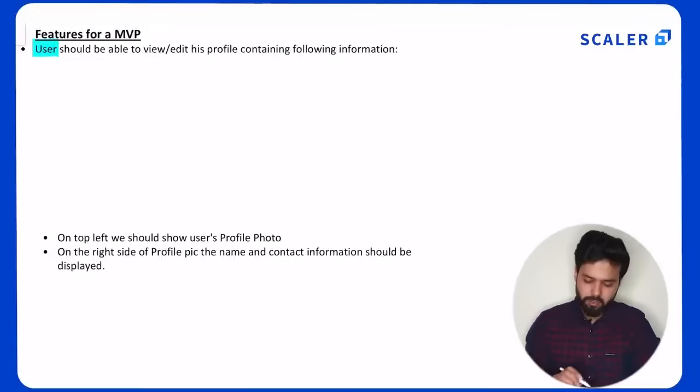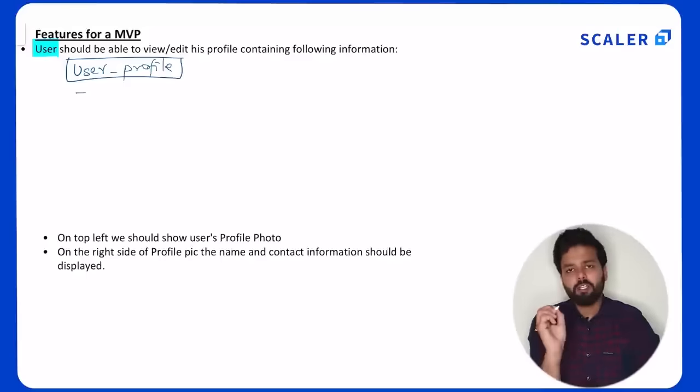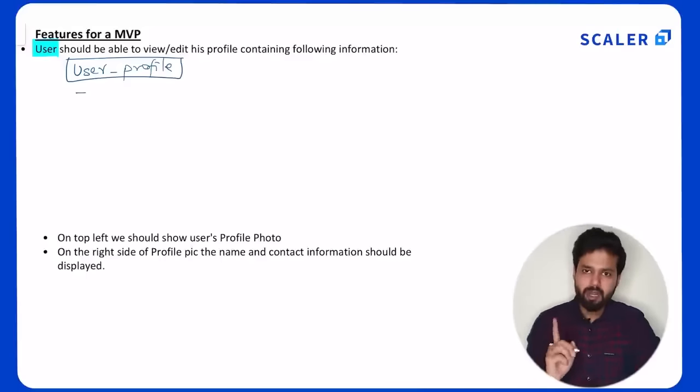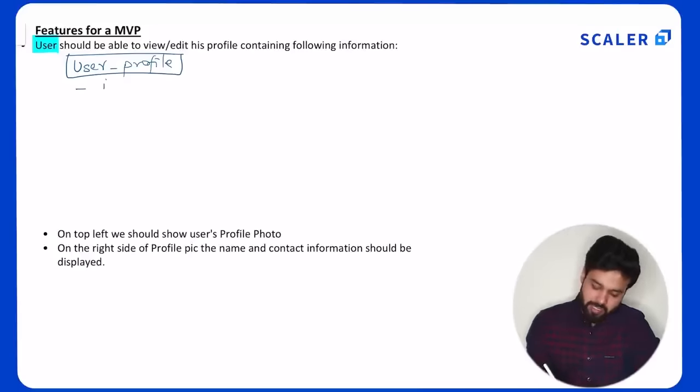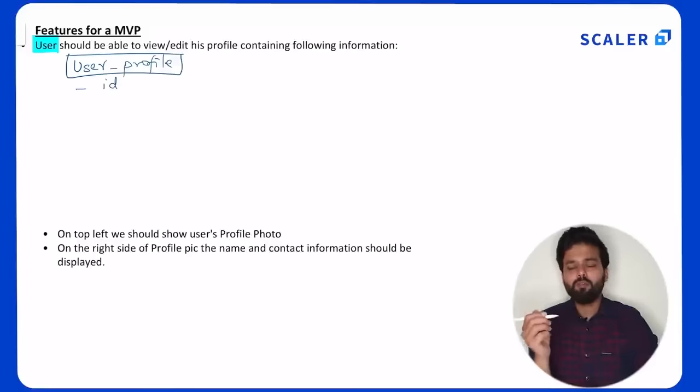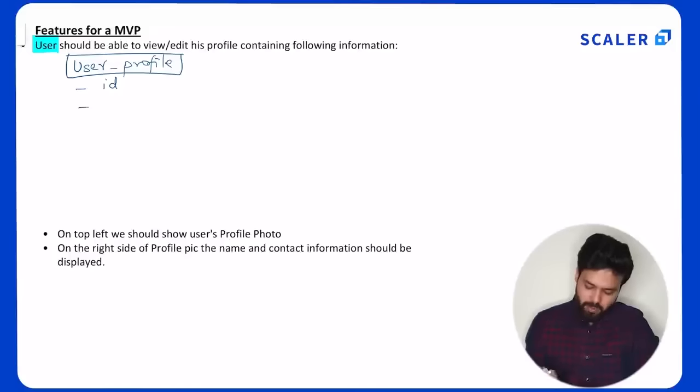The first feature is that a user should be able to view and edit his profile, which contains the following information. This gives us a hint that there should be a user entity table. So let's add a user entity. It can be a user profile as well. Let's keep it user profile for now. Every entity that you create will have one attribute, which is ID. This will basically be used to uniquely identify a user profile. The other attributes would be coming from the next set of requirements.